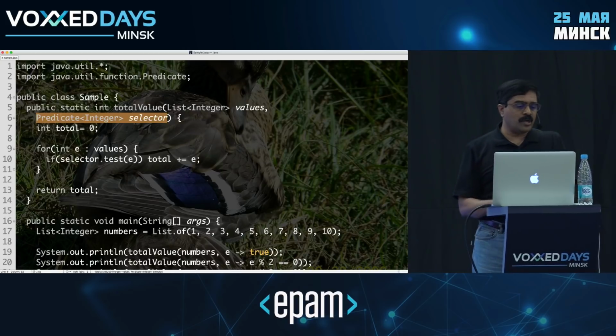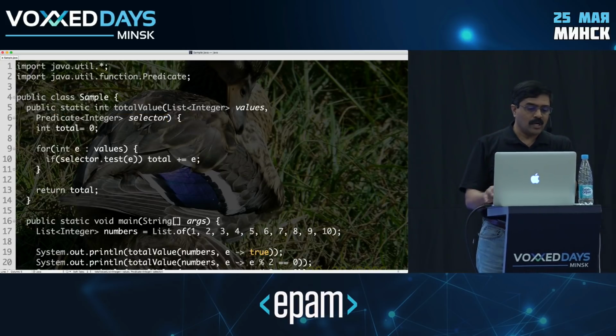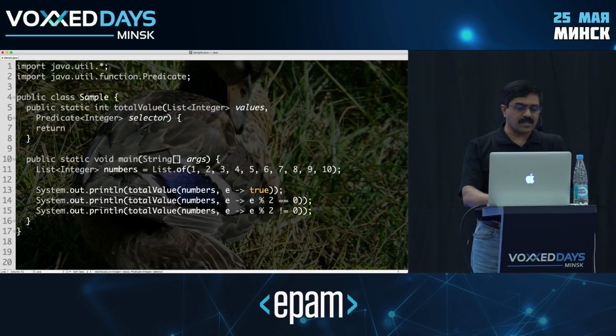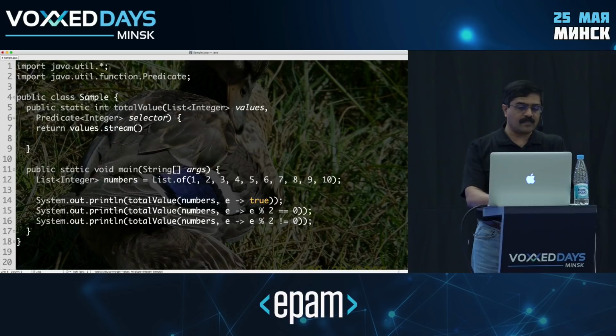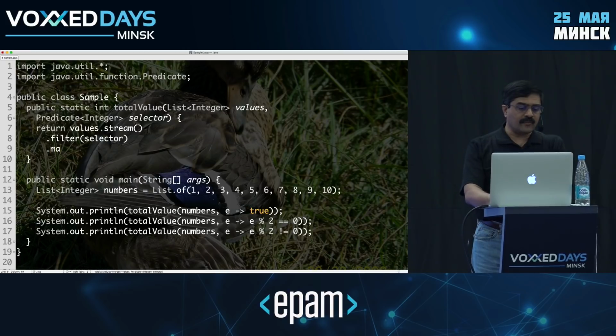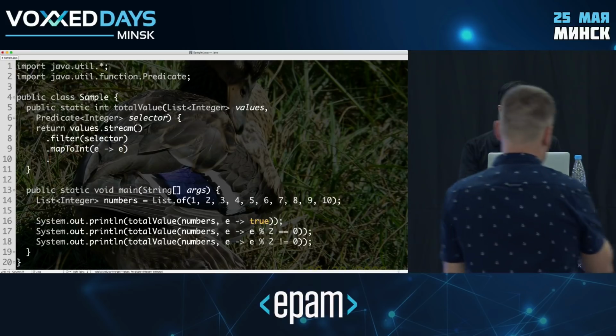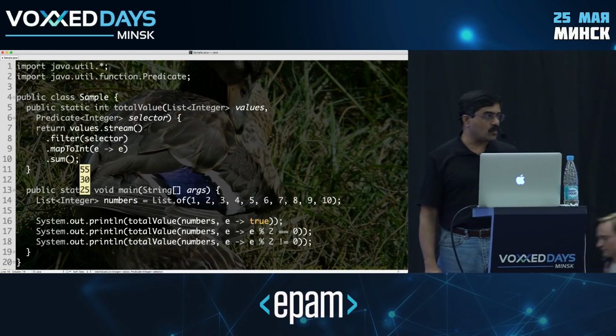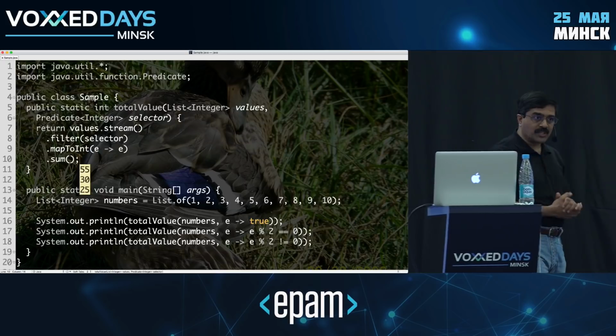But of course, you know that you can also refactor this code to a more functional style as well. So in this case, what you could do potentially is simply say return values.stream. And then of course you can say filter, and you can just pass the selector to it. And then, of course, mapToInt, and given an element, simply return the element, and you perform the sum operation on it, and you can return the result as well. You can refactor that to a functional style in this particular case.